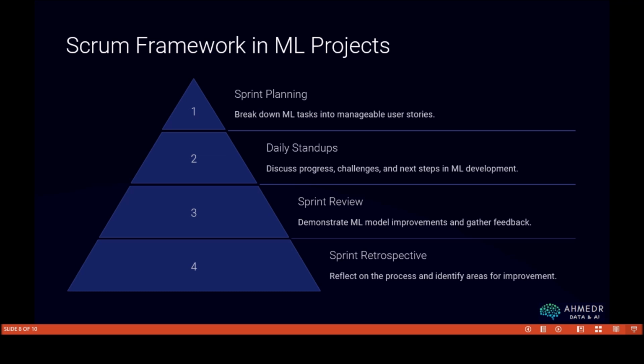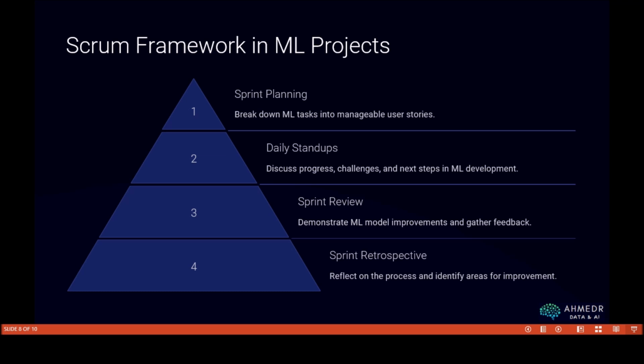Next, we have the daily stand-up meeting. During the sprint, the team holds these daily stand-up meetings. It's a short 15-minute meeting where each team member answers three questions. What did you do yesterday? What will you do today? And are there any blockers or challenges that are stopping you from completing your work? In a machine learning project, challenges might include issues like data inconsistency, model overfitting, or lack of computing resources.